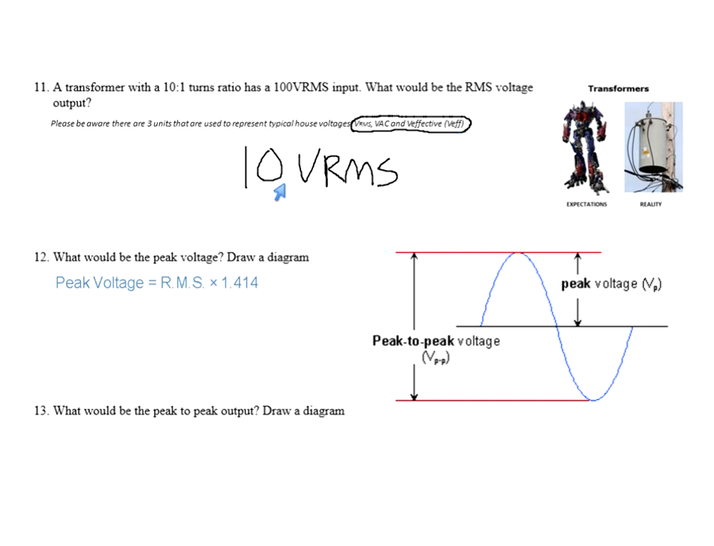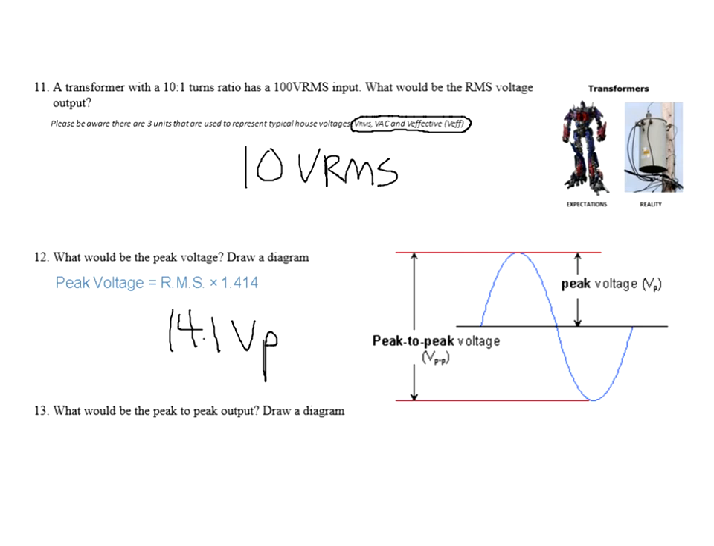So how do I find the peak voltage from RMS? Well, I take the RMS and multiply it by 1.414. So 10 times 1.414, the peak voltage, from here to here, would be 14.1 volts. Watch your units, volts peak.